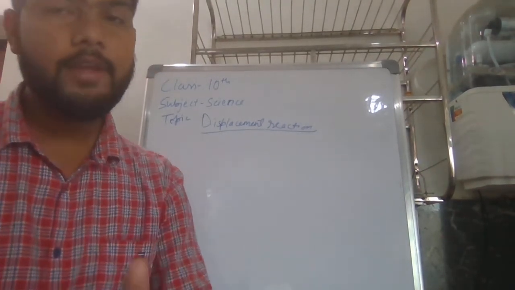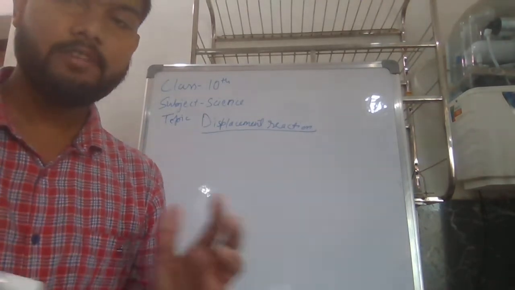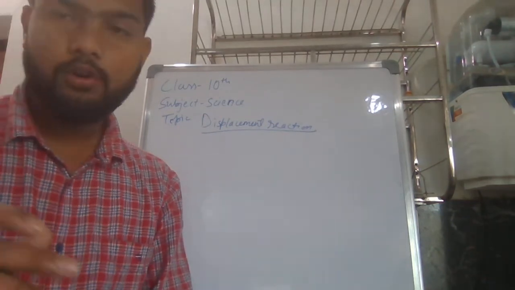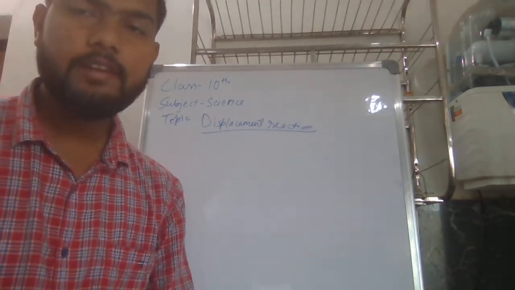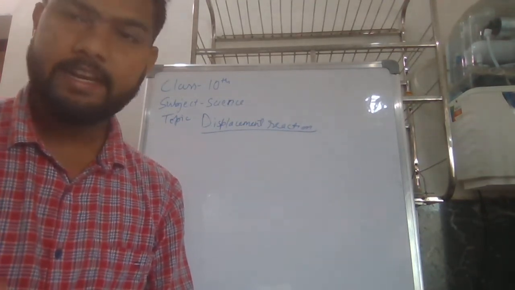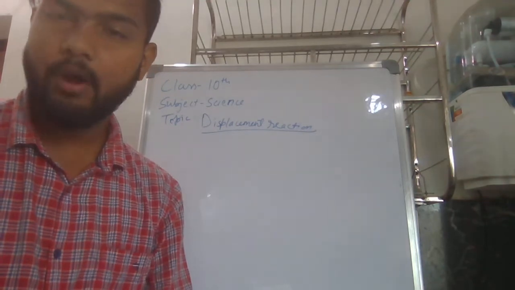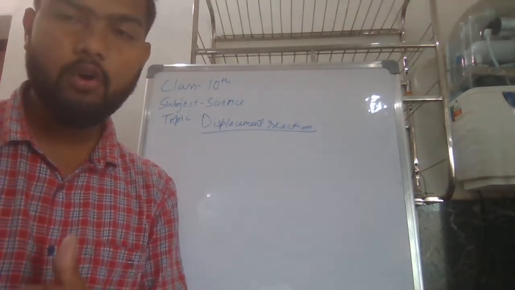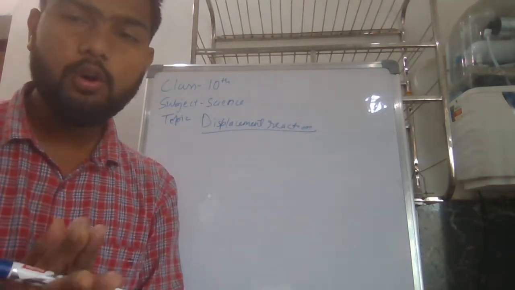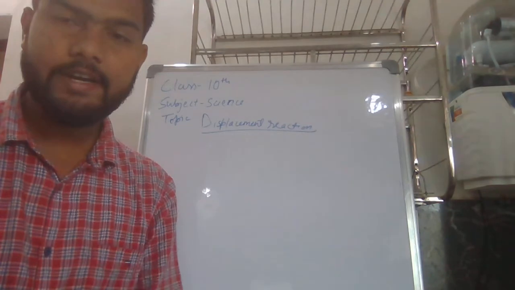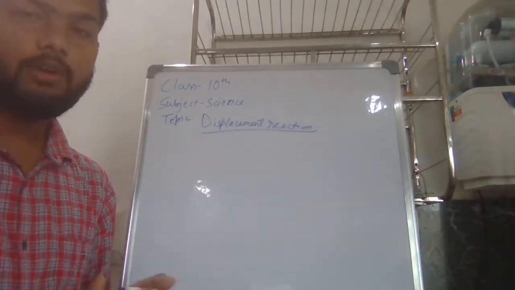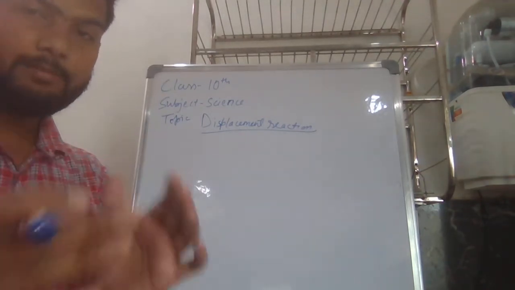I will make you understand what a displacement reaction is. It is defined as a chemical reaction in which a more reactive element displaces a less reactive element from its compound. Both metals and non-metals take part in displacement reactions. Now I will tell you the general form of a displacement reaction.